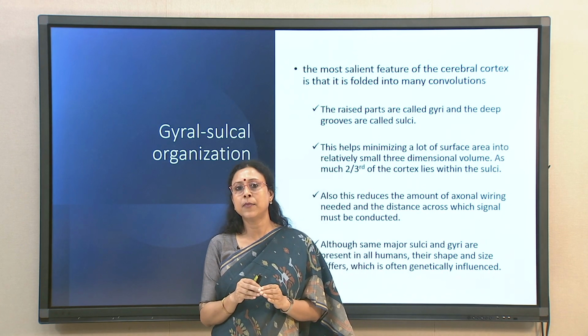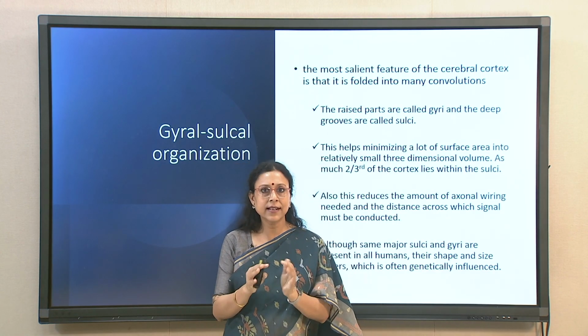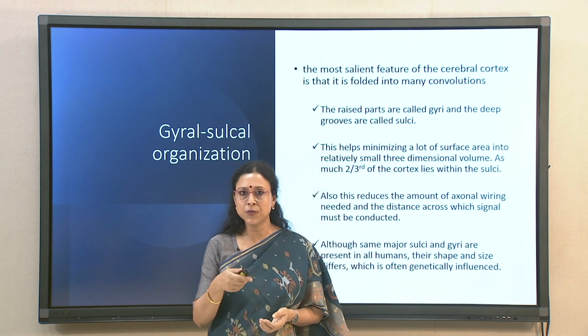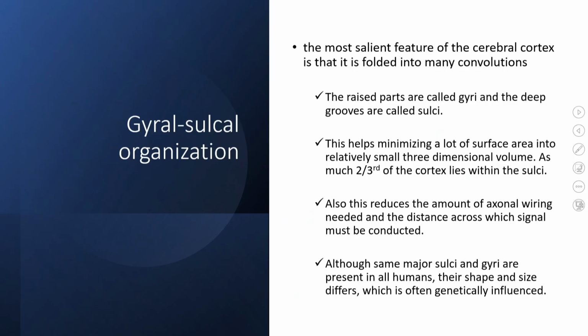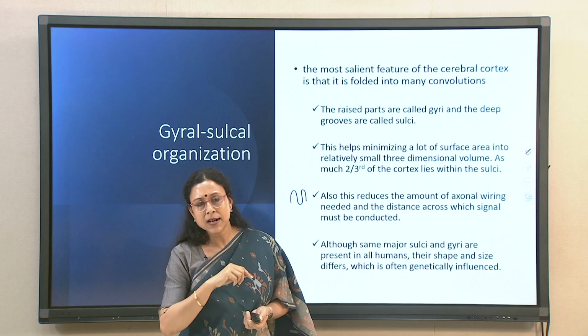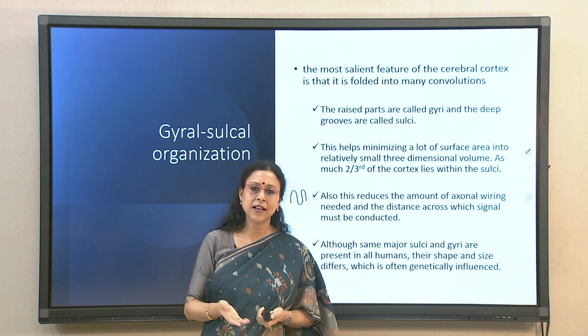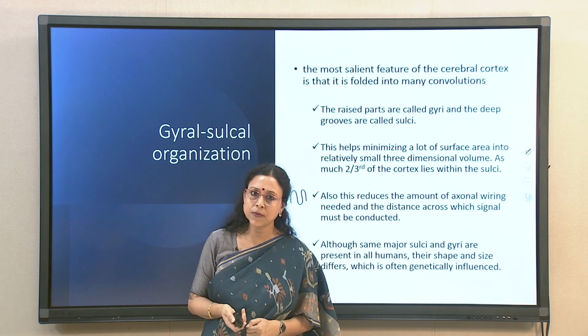Mentally, you can open it up and straighten it out. So, it is not a straightened structure, it is a convoluted structure. There are raised parts and deep grooves. This is what is called the gyral-sulcal structure of the human brain. The folds are much more tightly organized. The raised parts are called gyri, and the deep grooves are called sulci.